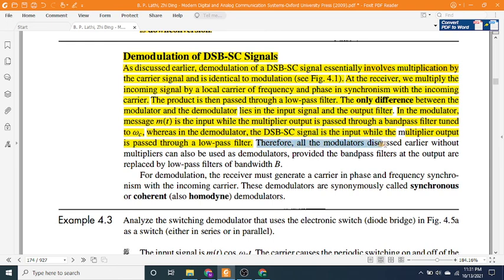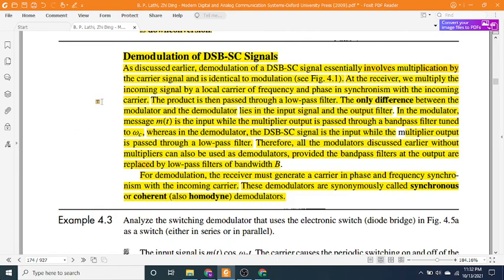Therefore, all the modulators discussed earlier without multipliers can also be used as demodulators, provided the bandpass filters at the output are replaced by low-pass filters of bandwidth B. For demodulation, the receiver must generate a carrier in phase and frequency synchronism with the incoming carrier. These demodulators are synonymously called synchronous or coherent, also homodyne, demodulators.